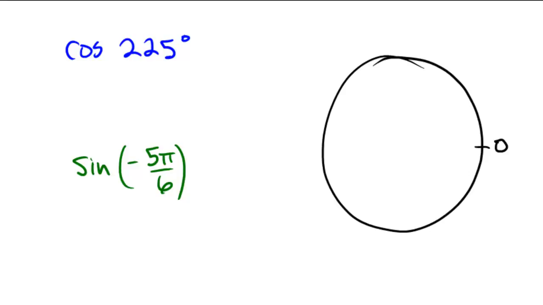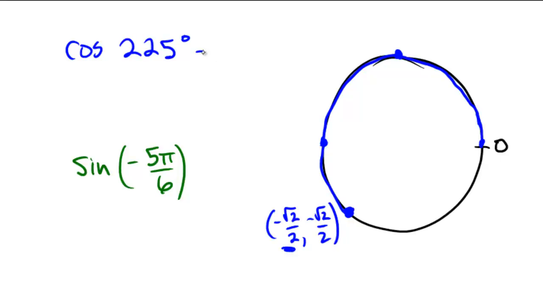Cosine of 225 degrees is a good fair way around the circle here. It's going all the way up here to 90, and then further to 180, and then halfway towards the 270. So it's the one located right here. That's the 225 degree marker. And its coordinates are negative rad 2 over 2, comma, negative radical 2 over 2. So since the cosine is the x value, the answer to this problem is going to be the negative square root of 2 over 2.